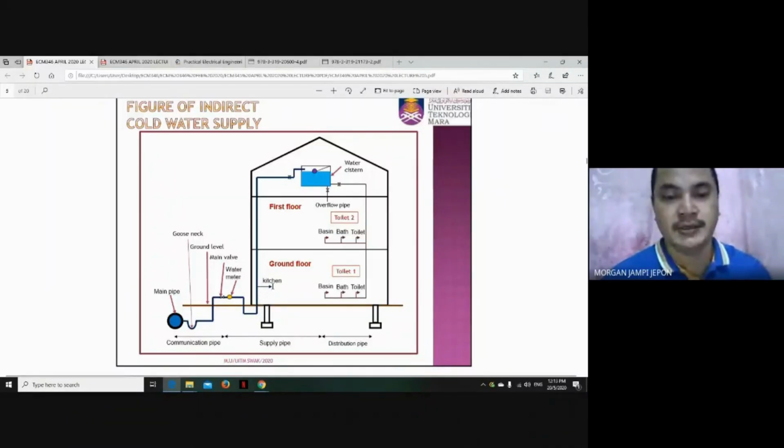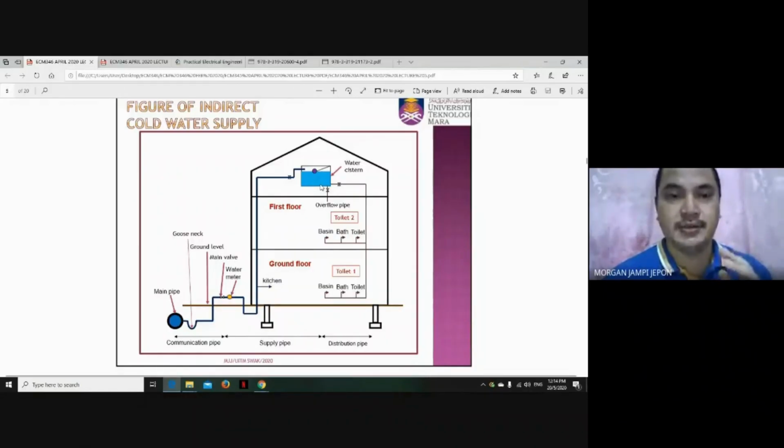It goes to the kitchen, and the main pipe will go to the water system here, and from the water system it goes to the toilet and bathroom. So the main difference is that the supply goes to the kitchen and the rest goes to the water system, and the water that we get from the toilet and bathroom actually comes from this water system.